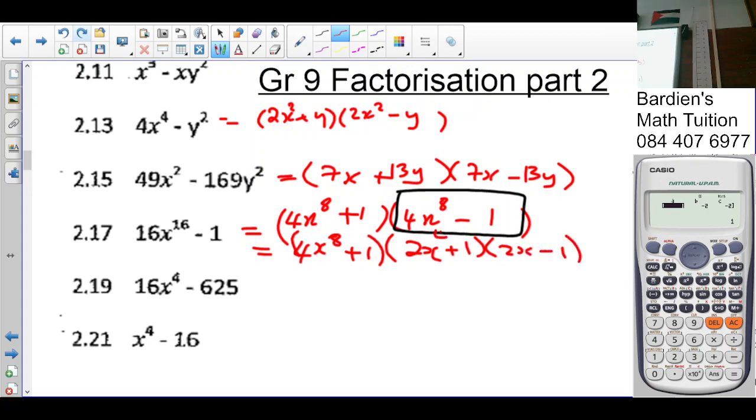What is the square root of 4x^8? 2x^4. What's the square root of 1? 1. So which makes 4x^8 minus 1 a difference of two squares that can be applied. You understand?